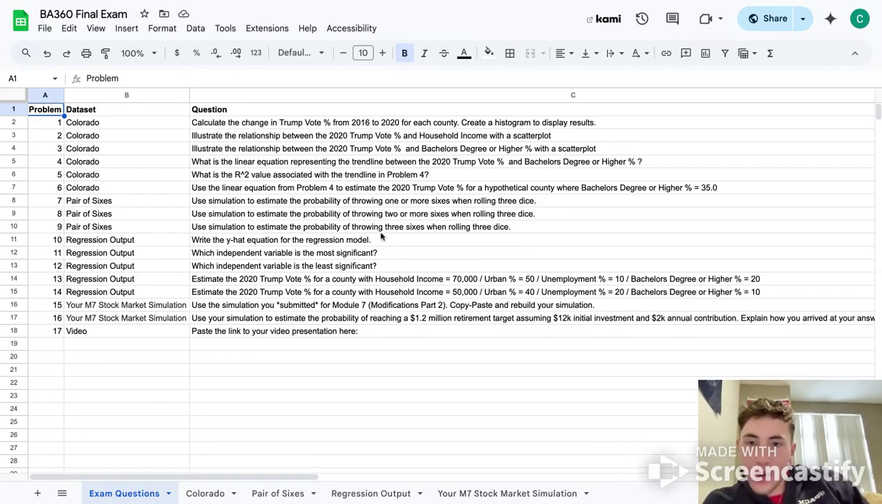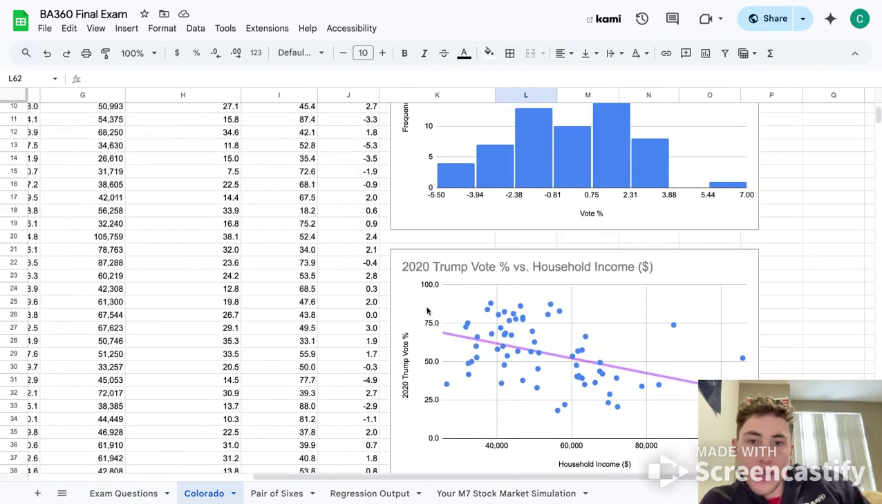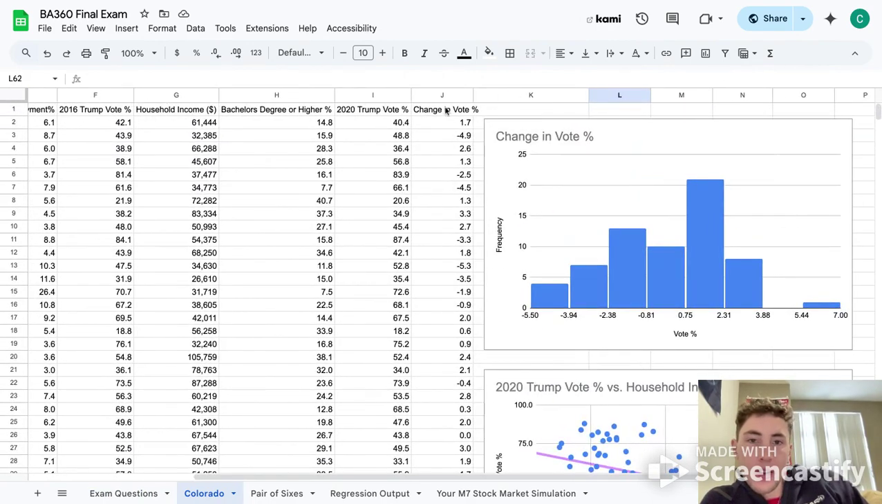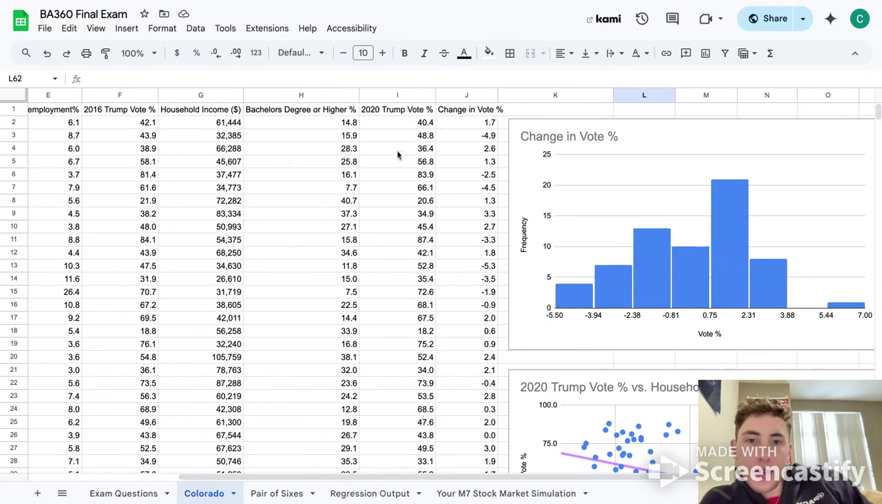The first question, calculate the change in Trump vote percentage from 2016 to 2020 for each county. I did it over here. First, I made a new category, change in vote, by just doing this category minus this category to give us the change.